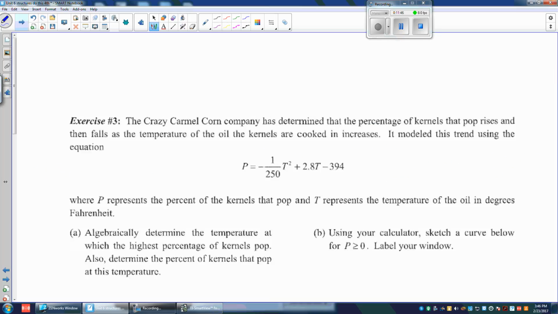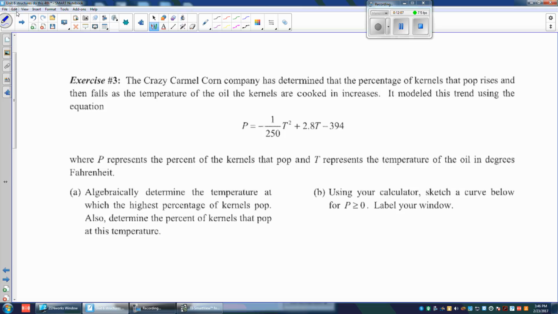The crazy caramel corn company has determined that the percentage of kernels that pops rises, then falls with the temperature of the oil and kernels that are cooked as the temperature increases. It models the trend using the equation. There it is. Okay, now there's something funny going on with this equation. I'll tell you why. Where P represents the percent of kernels that pops, and T represents temperature of the oil in degrees Fahrenheit. Okay, let me see. If I put in 0 degrees Fahrenheit, if I put in 0 for temperature, I happen to get negative 394 kernels popped. How can you have negative 394 kernels popped? We have to overcome this problem, and we will.